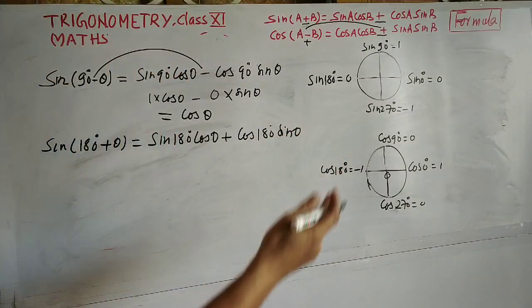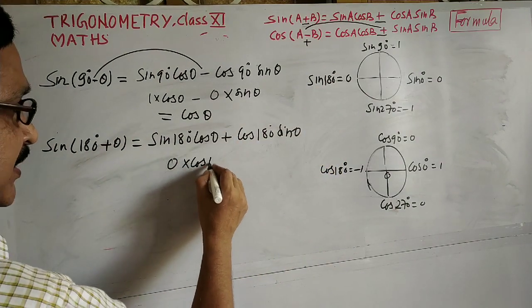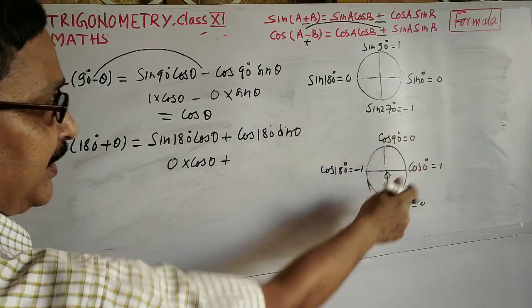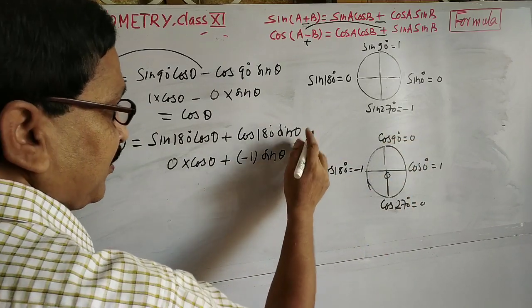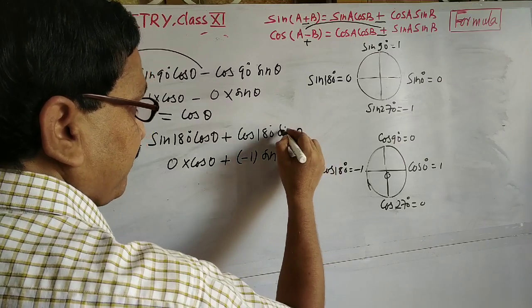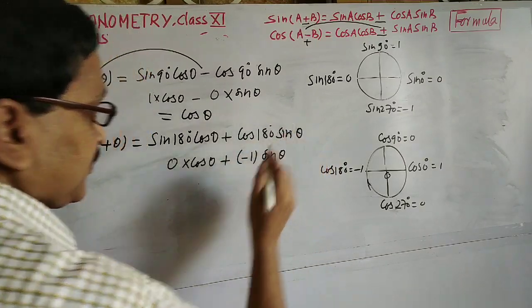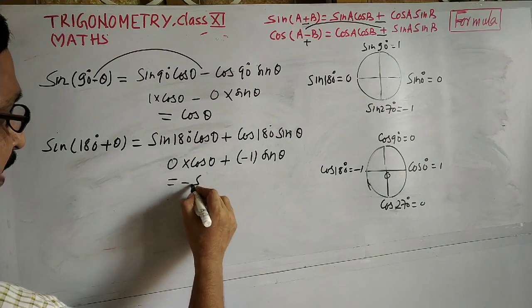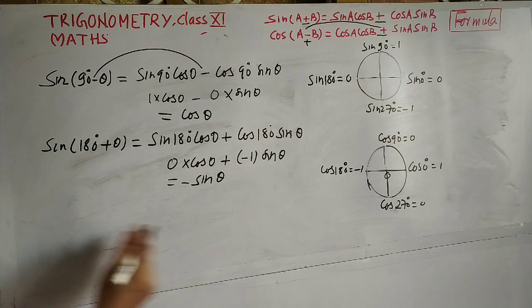Now put the value of sine 180 degree. Sine 180 degree is 0, so 0 into cos theta plus cos 180 degree, which is minus 1, into sine theta. So this is minus sine theta. So the proof of each and every one is coming.